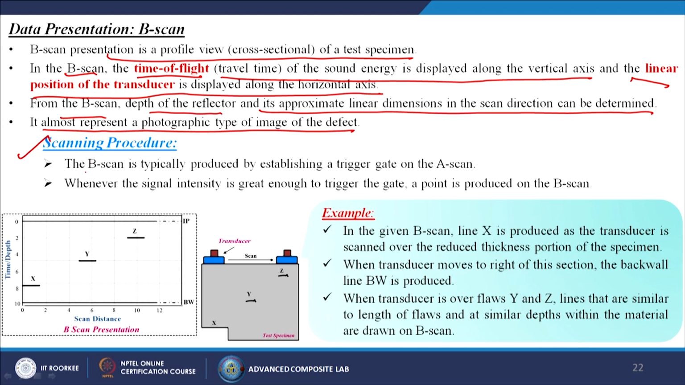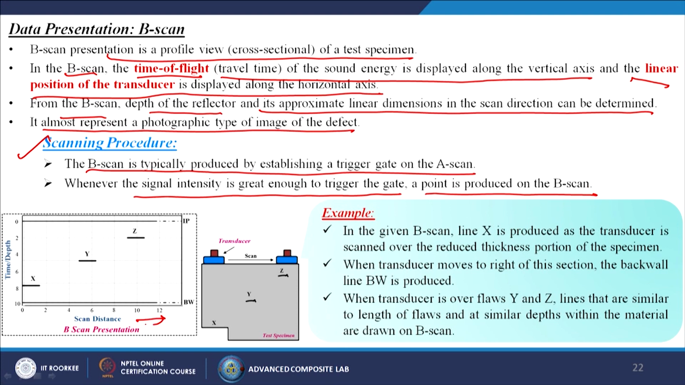Scanning procedure: the B scan is typically produced by establishing a trigger gate on the A scan. Whenever the signal intensity is great enough to trigger the gate, a point is produced on the B scan itself. Now you can see on the x axis we are giving the scan distance and on the y axis we are giving the time or depth. Now we have X, Y and Z, the IP point, and this one is the backwall. So the situation looks like this and you get the information in this way.